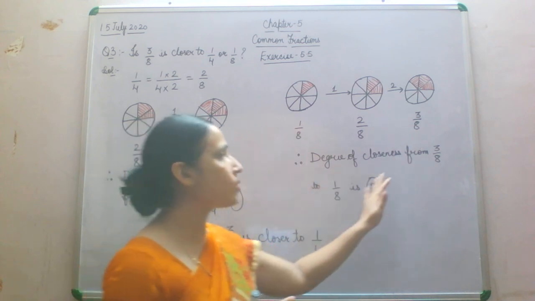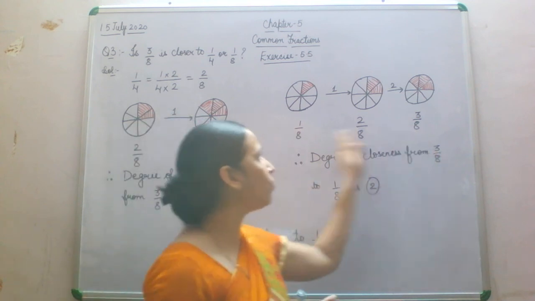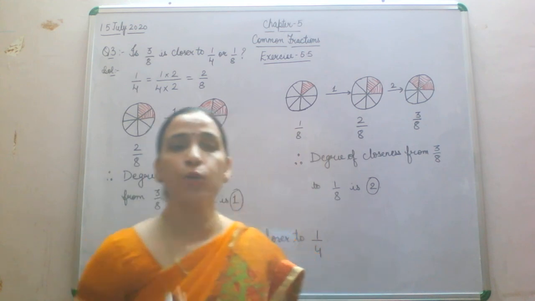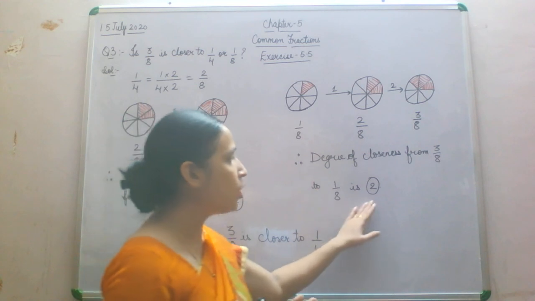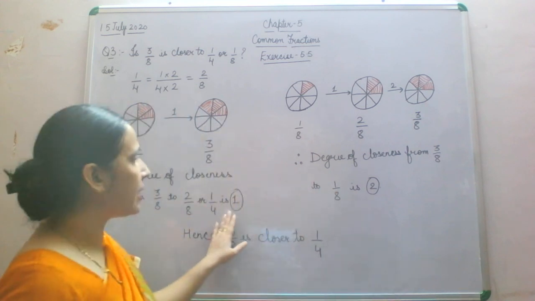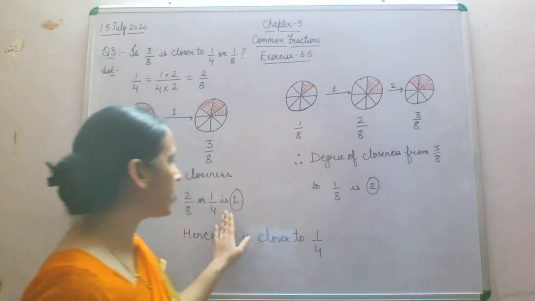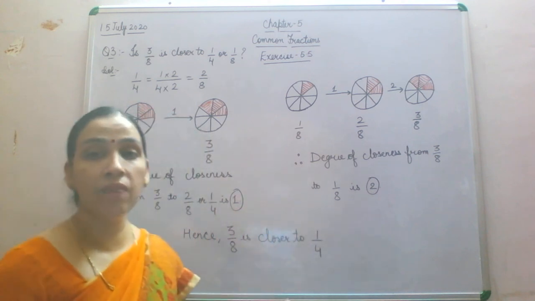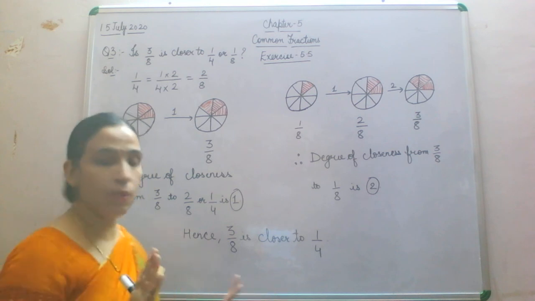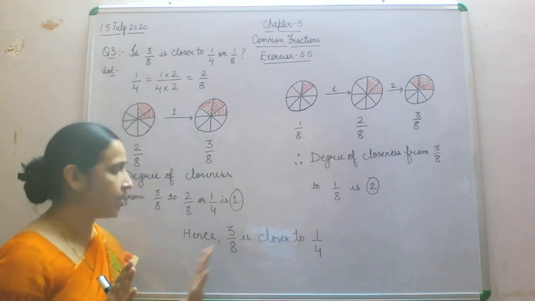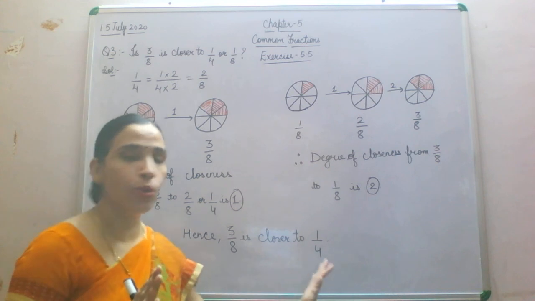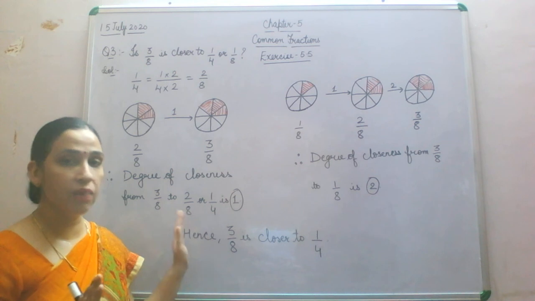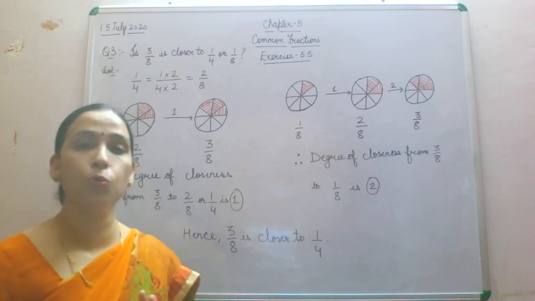Therefore, the degree of closeness from 3 by 8 to 1 by 8: how many times have we added 1 by 8? 2 times. So here the degree of closeness will be 2. Now you can compare these two degrees. The degree of closeness is 1 here and 2 here. Hence, whichever degree is lesser, that fraction will be closer. So hence 3 by 8 is closer to 1 by 4, which we converted into the like fraction 2 by 8.